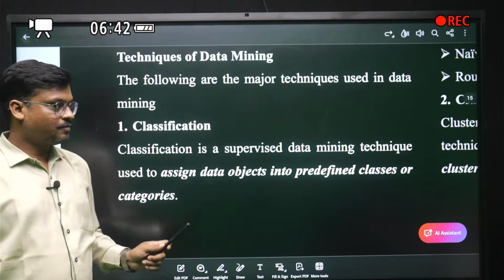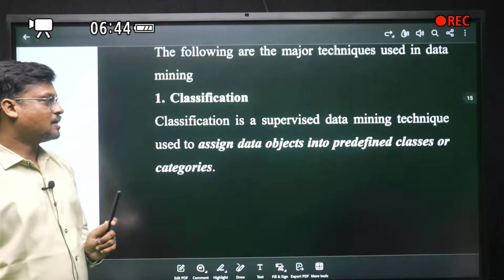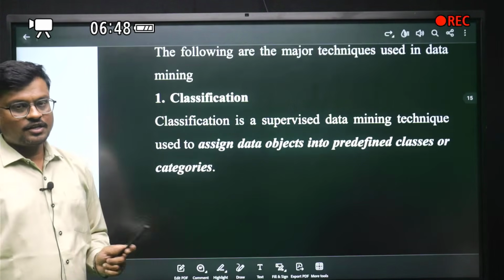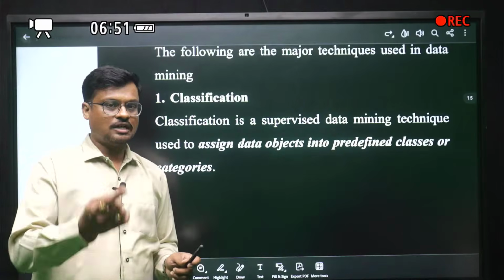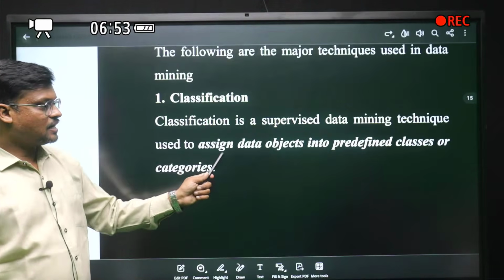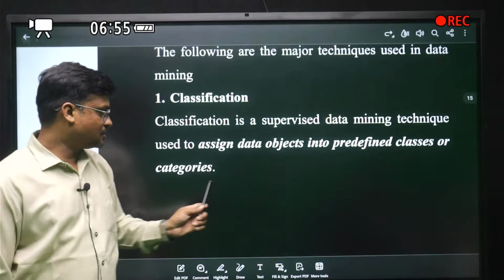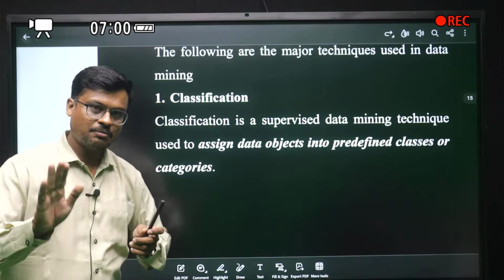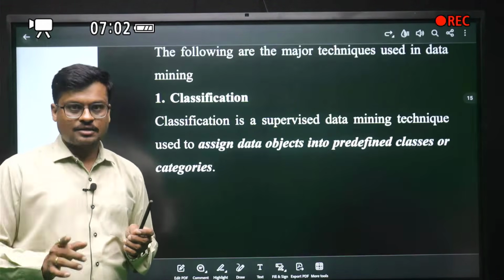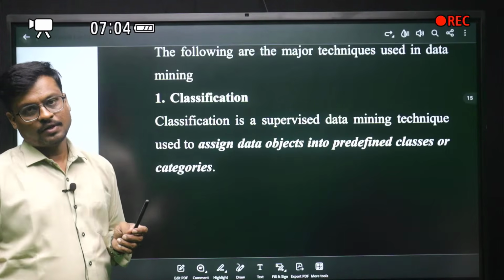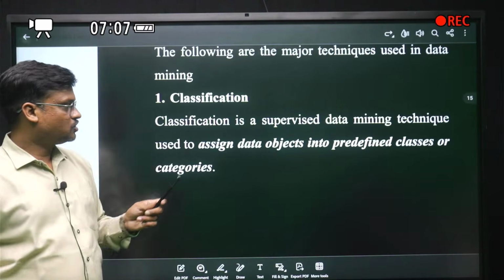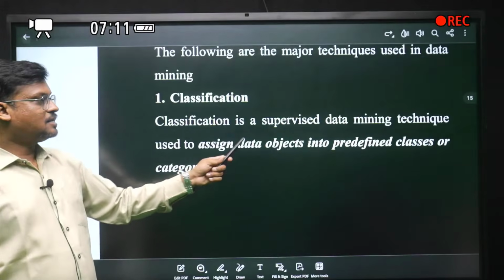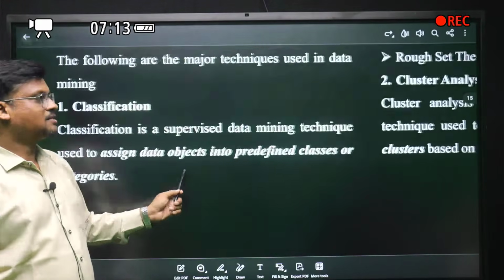To start with, we will go with classification. Classification is a supervised data mining technique, whereas clustering is an unsupervised data mining technique. It is used to assign data objects into predefined classes, labels, or categories. Every data element in your database should have a class label or class category. That is called classification. Classification is a supervised data mining technique that assigns data objects into predefined classes or categories.